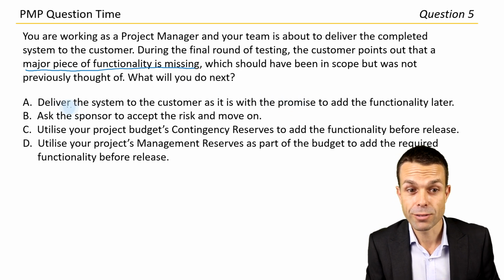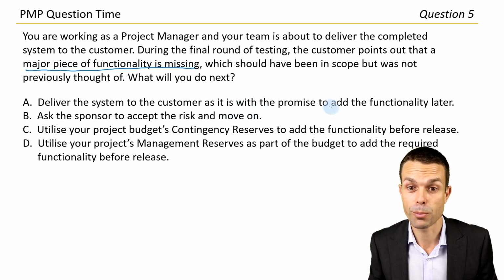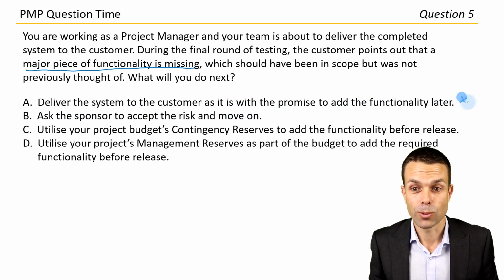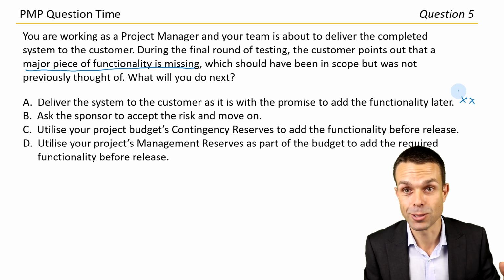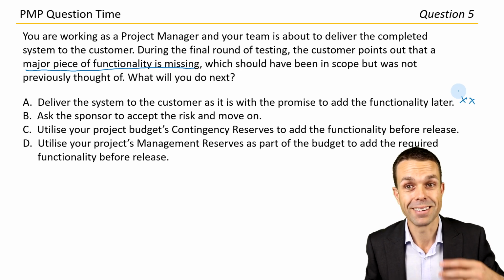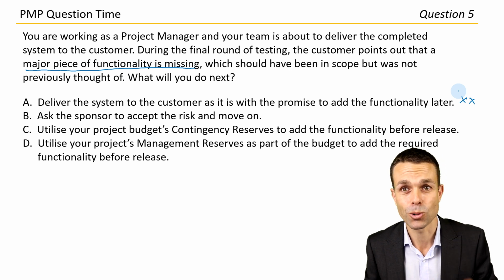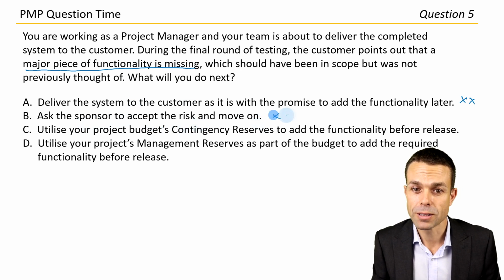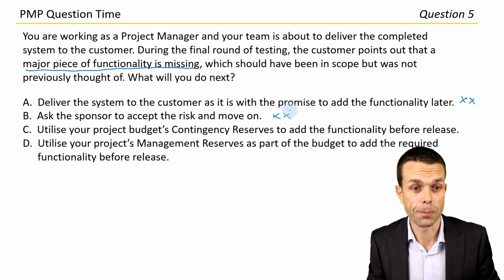Okay, deliver the system to the customer as it is with the promise to add the functionality later. Okay, definitely not this one, because once our project is done, we might disband our project and the people might disappear, and then we actually won't deliver those things to the customer. So probably not the best course of action for us. Ask the sponsor to accept the risk and move on. We've probably got a better option than that one as well. We could see if we could come to some sort of win-win approach here.